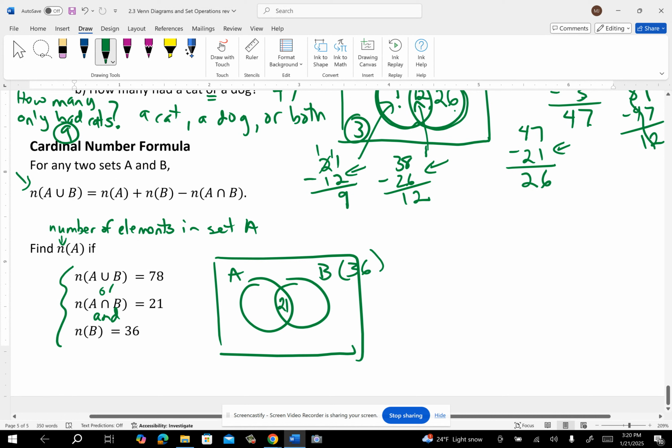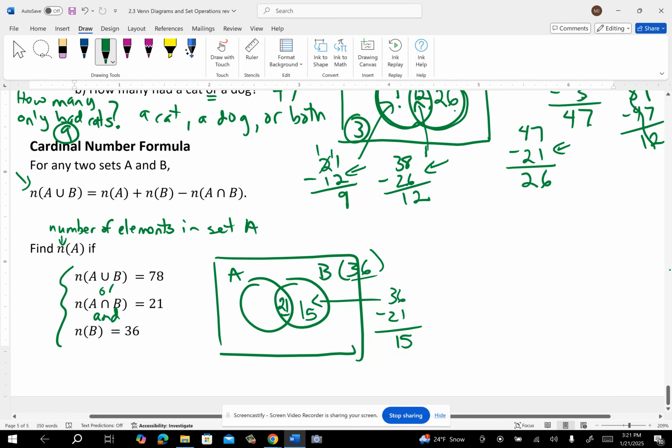So you got some different ways you could go about it. But if I know there's 36 in set B and I know there's 21 in the intersection, then wouldn't the number of elements that are just in set B be 36 take away 21? That would give me 15 here. Okay. Now you may not need that information, but sometimes I just fill in as much of my Venn diagram as I can, and then I look at what the question was they asked.